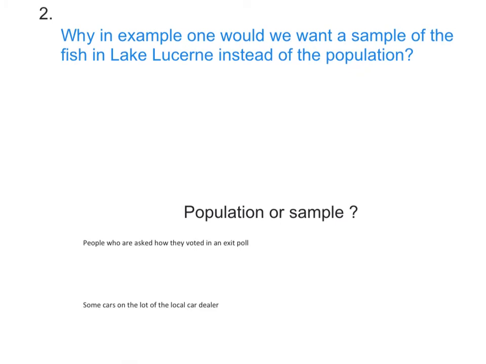So let me pose this question. Why in example 1 would we want a sample of the fish in Lake Lucerne instead of the entire population? Well, hopefully you're saying something to the effect like it would be impossible to measure every length and weight of a fish in a lake. That's just absurd. There's no possible way you could catch every single fish in this entire lake. So again, that's why we would use a sample instead.